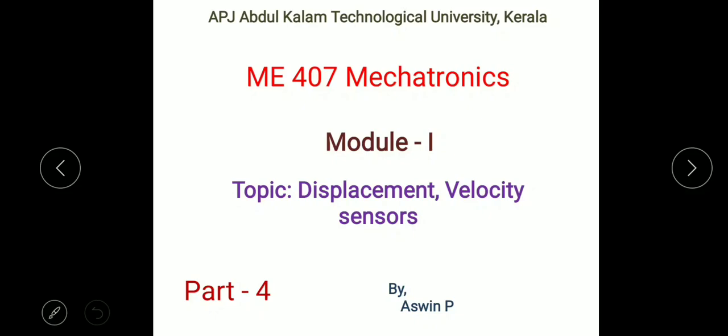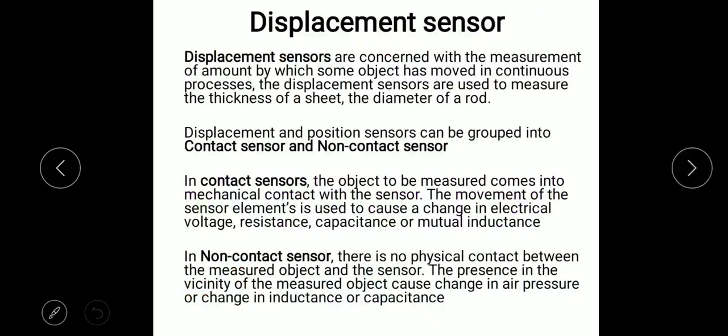Today we are discussing a small topic in the subject mechatronics. Today's topics are displacement and velocity sensors. First of all, we will discuss what is a displacement sensor. Displacement sensors are used for identifying or measuring the motion of a component by two methods.